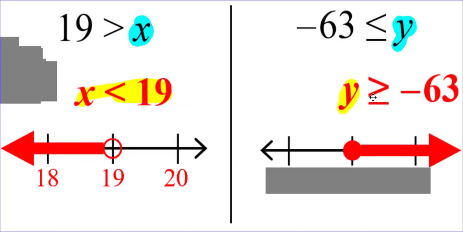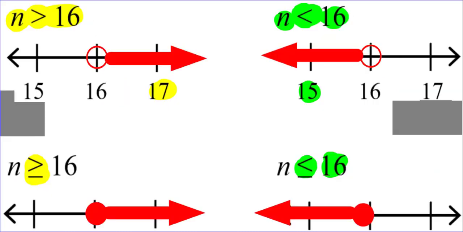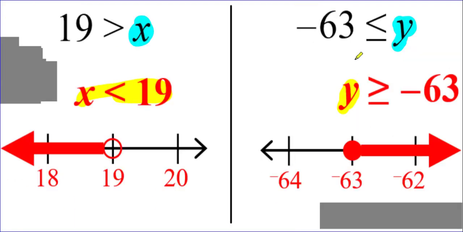So on this example, if it's greater than or equal to negative 63, then we're going to shade to the right because that's where the greater numbers always exist. Why did I not flip everything around on the first 4 examples I gave you? Because the variable was already written on the left where we want it to be. Only flip things around if the variable's on the right. That's when you flip it around so that way you graph in the correct way.